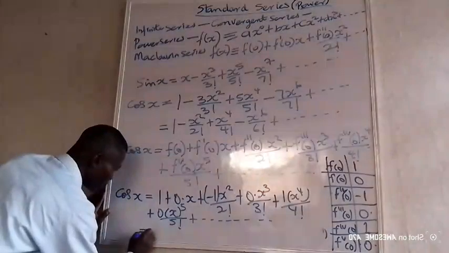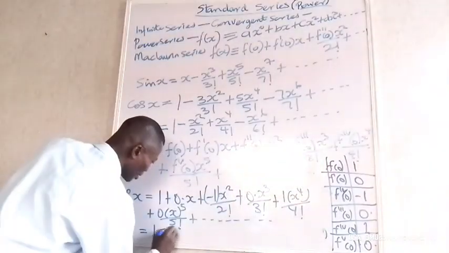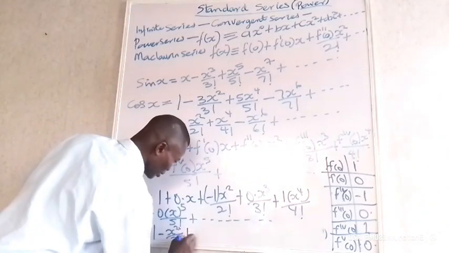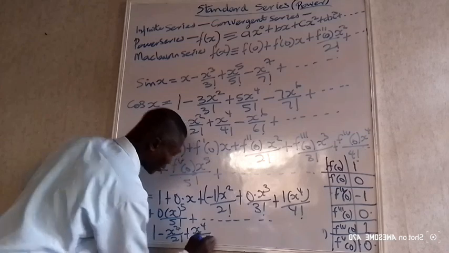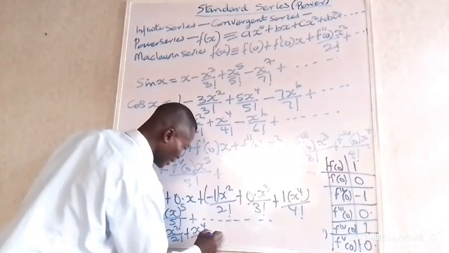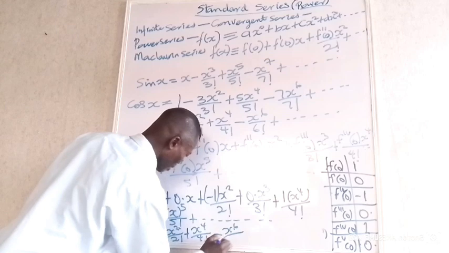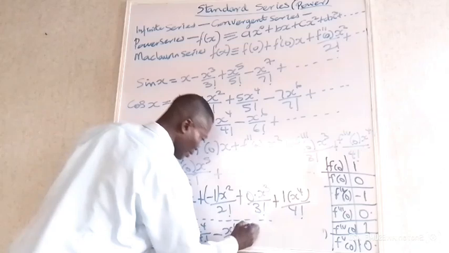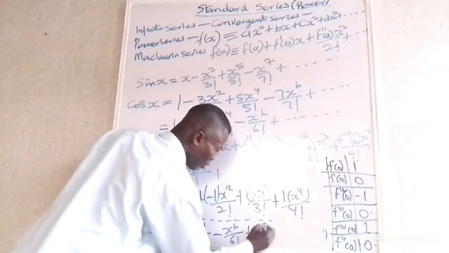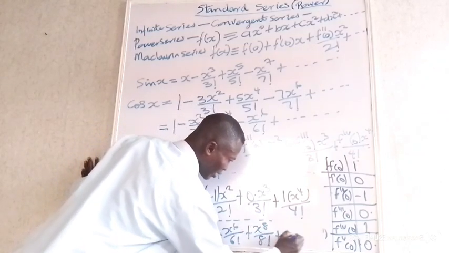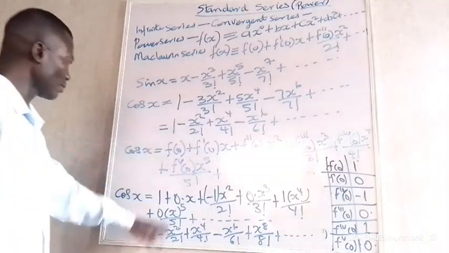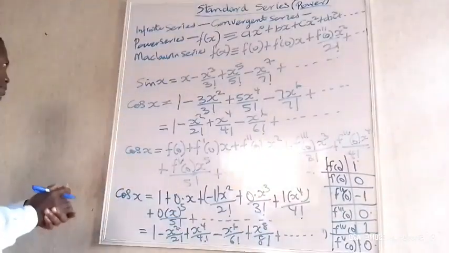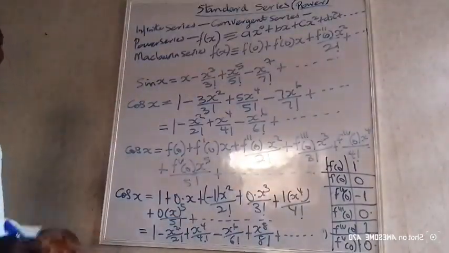So at the end of the day, it's going to be 1, this one is 0, minus x squared over 2 factorial. This one also is 0, plus x raised to the power 4 over 4 factorial. The next one will be 0, and it means that the next one will be minus x raised to the power 6 over 6 factorial. The next one will be 0 again, so the next after this will be plus x raised to the power 8 over 8 factorial, and it goes on like that. So let's compare it to this: 1, minus x squared over 2 factorial, plus x raised to the power 4, minus x raised to the power 6. You can see, it means that you have been able to get sine x and cos x. Let's look at another one.